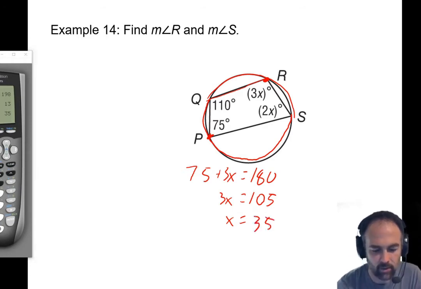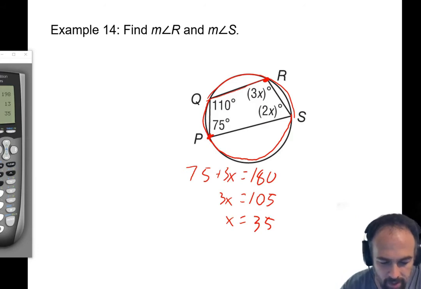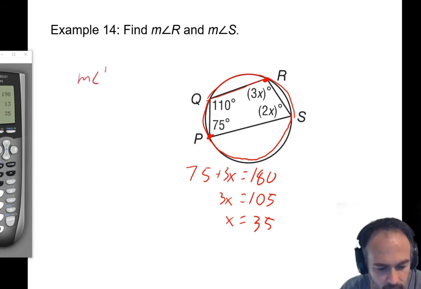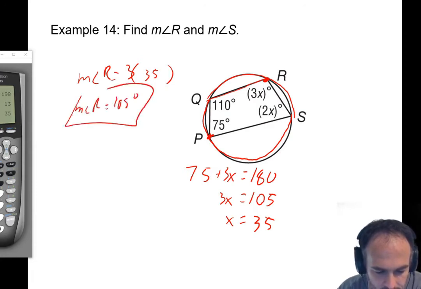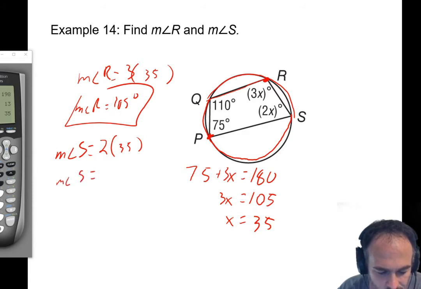Now, to find the measure of angle R and the measure of angle S. Measure of angle R is equal to 3 times 35. So the measure of angle R is 105 degrees. Measure of angle S is equal to 2 times 35. So the measure of angle S is equal to 70 degrees.